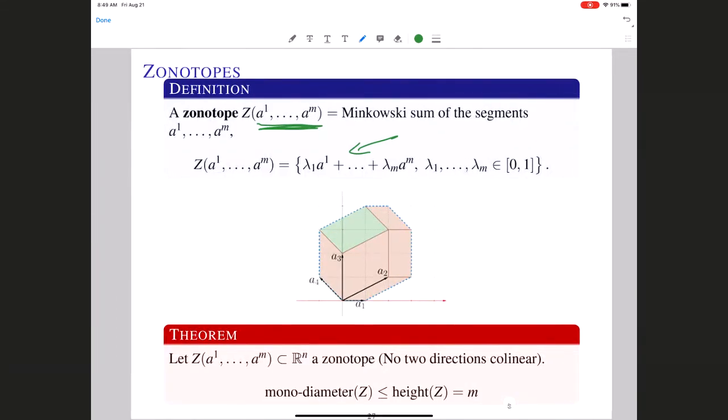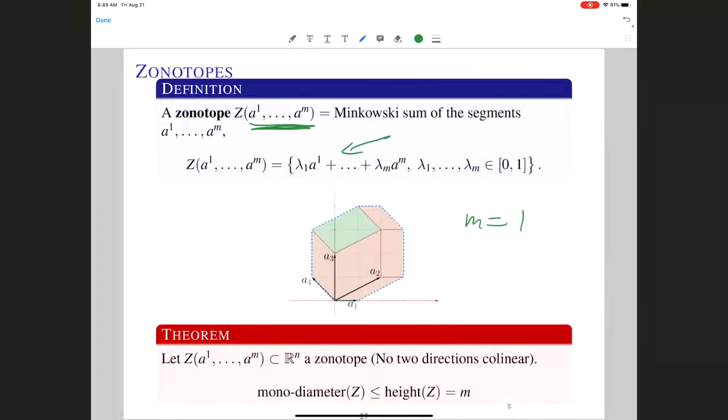And here is a little example. If I take m equal to 4, I have four edges, and the zonotope is this nice region that you see here, right? This is an octagon of some kind, and it's a beautiful object. One of the reasons I'm interested in this object is because I can figure out the monotone diameter, and in fact the height of a zonotope. The monotone diameter of a zonotope and the height are bounded above by the number of edge directions. You can never be longer than that. So the monotone paths are very, very short, so to speak. They are never more than m, where m is the number of edges. Is it clear?